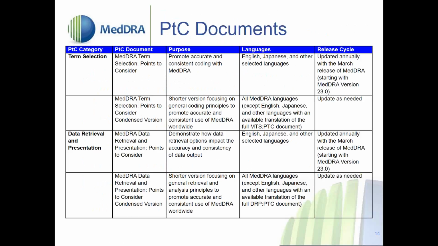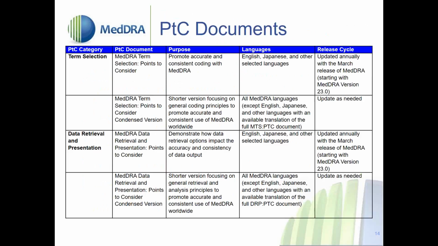And on this slide, we have summarized the release cycle updates for each of the points to consider documents and the languages they're available in. To summarize, the MedDRA Term Selection: Points to Consider document, as we mentioned, is now only going to be updated annually with every March release of MedDRA. And the MedDRA Term Selection: Points to Consider condensed version will be updated as needed, but it will be translated into all MedDRA languages except those languages that have a full document translation.